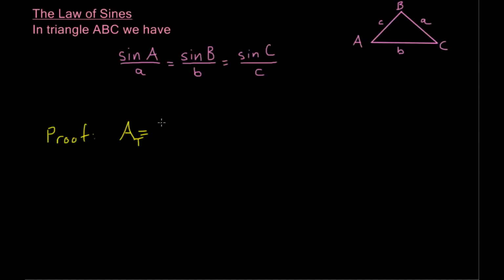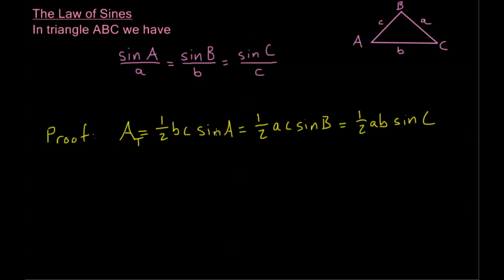Now in this triangle, that could be 1/2 bc sine A, or we could write this as 1/2 ac sine B, or we could write this as 1/2 ab sine C. Right? These are all going to give me the area of my triangle. The area doesn't change depending on which angle we use, so these are all equal to each other.